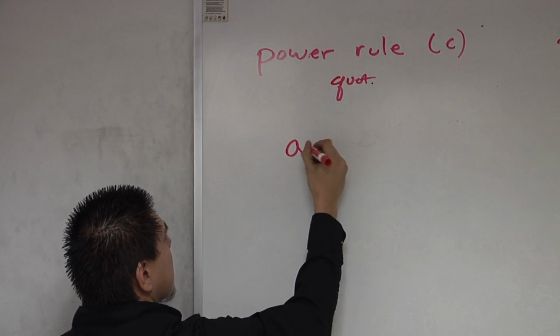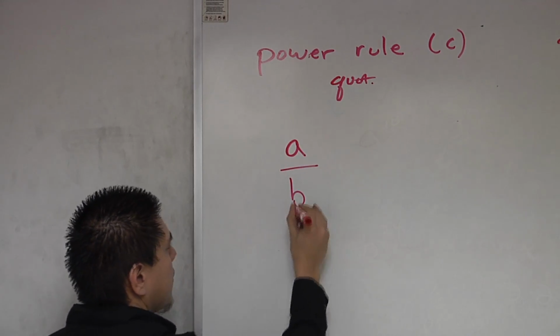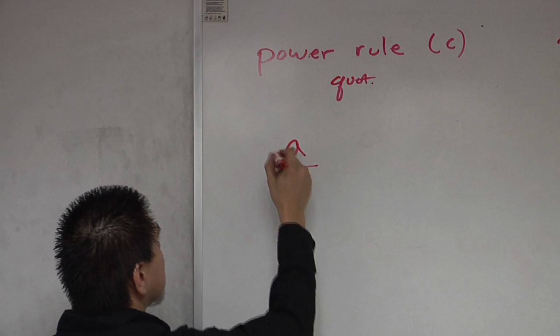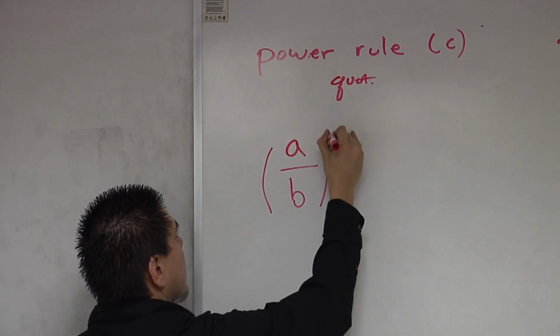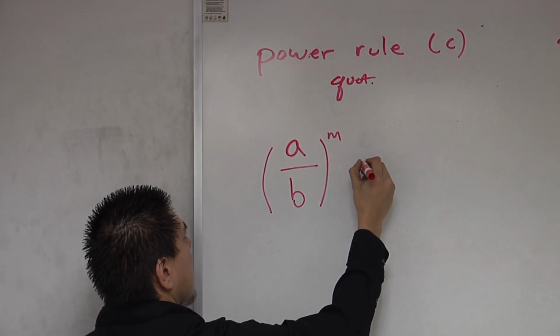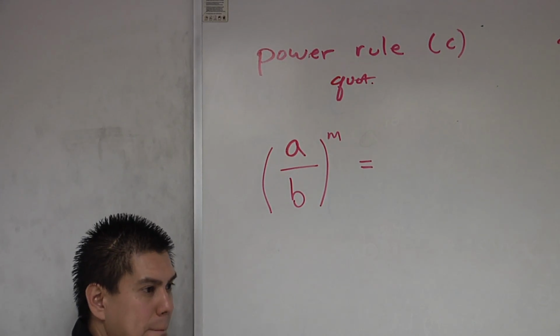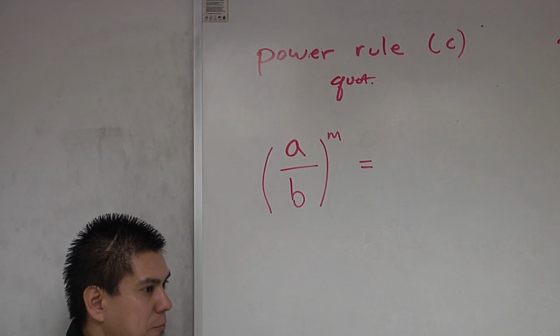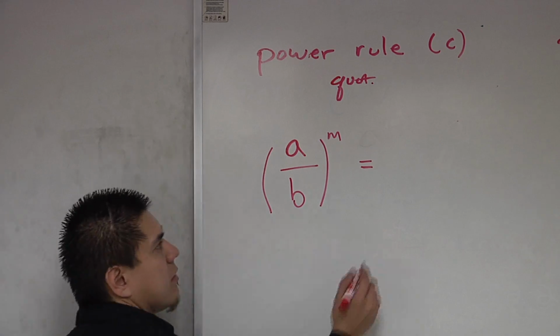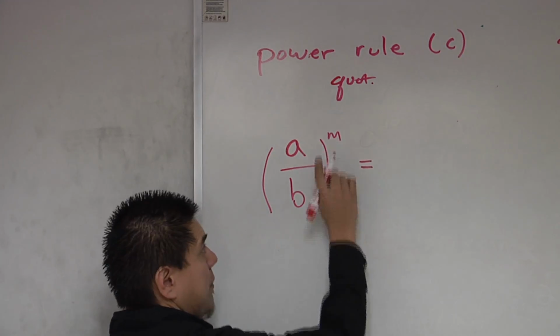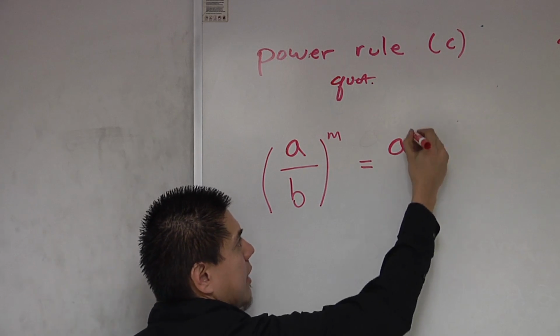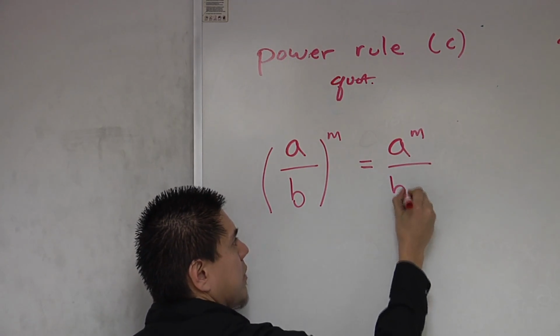Which is going to be something like (a over b) to the m. Do you guys recall what this one ends up being? Same as before, it applies to both, the numerator and the denominator. Right, so I get a to the m and then b to the m.